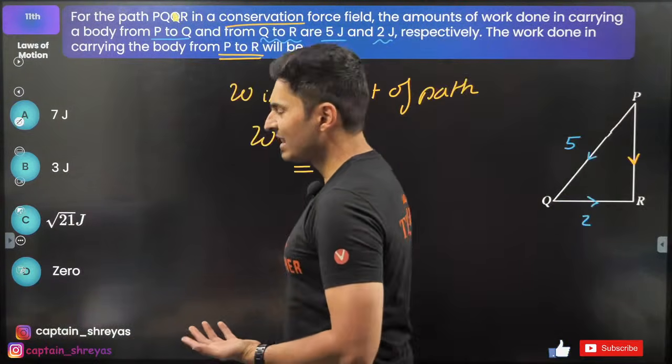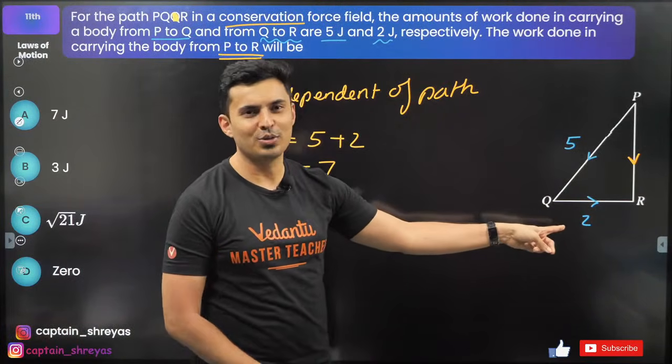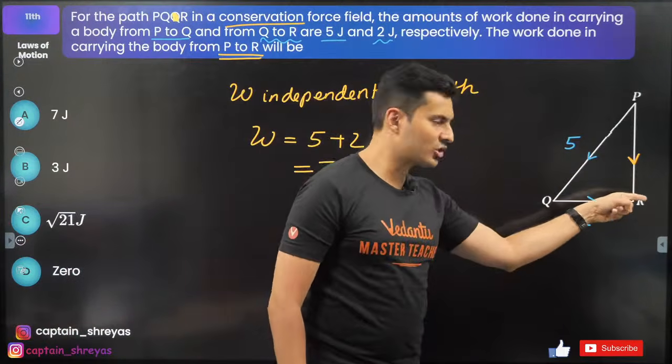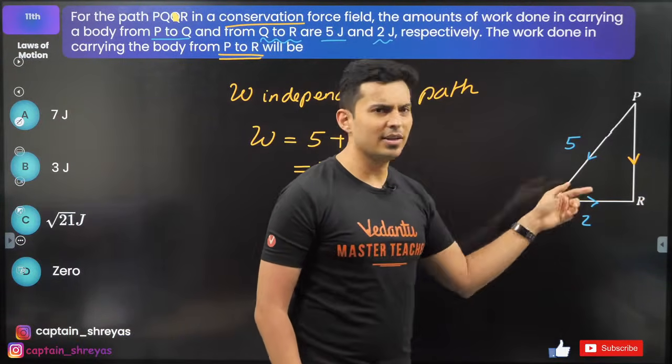A lot of you are saying 3, I'm not sure how. Guys, be careful, it's not 5 minus 2, it's 5 plus 2. 5 joules, 2 joules, 7 joules. It's not 5 minus 2. Why is it 5 minus 2? I'm not sure.